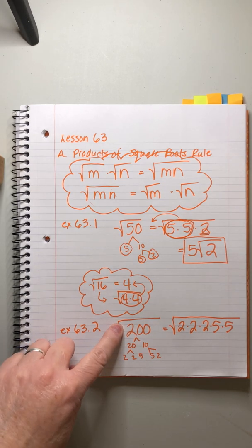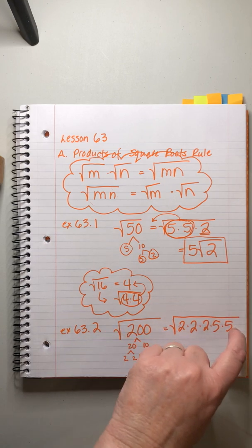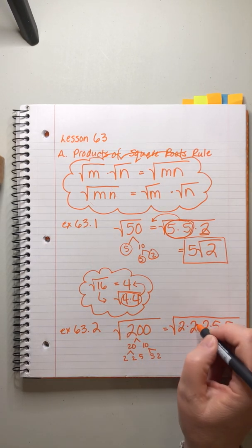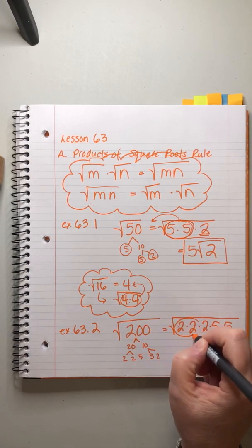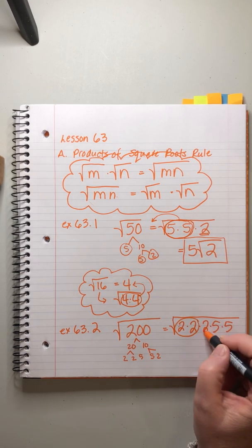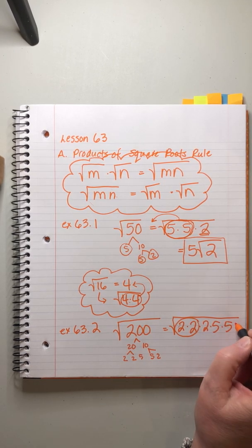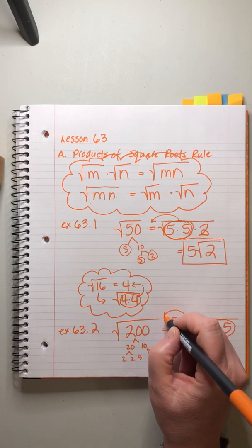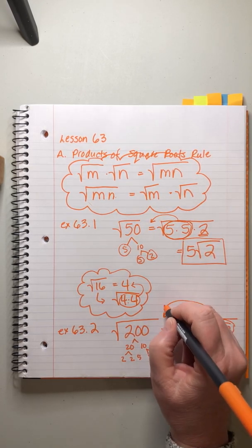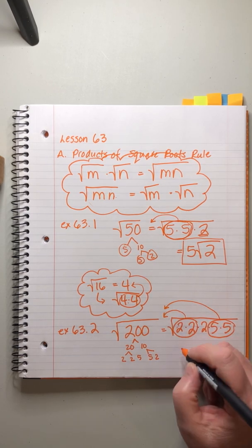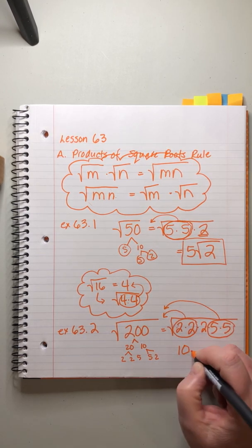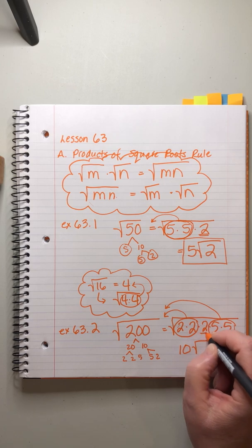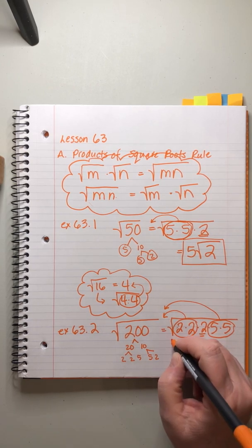So we've taken 200, we've written it as a string of prime factors. Now we can circle pairs of pigs. There's a pair of 2s. Then there's one more 2, but we can't use it. And then there's a pair of 5s. So we're going to hop out a 2 pig and a 5 pig. We'll multiply them together to get a 10 on the outside. And then we're left with just a single 2 on the inside.